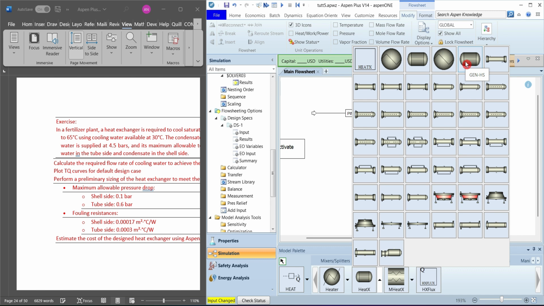Can you just identify whether the hot fluid is in the shell side or in the tube side? So it's about that. So in this case, how should we proceed? Whether we should put condensate in the tube side or the cooling water in the tube side.